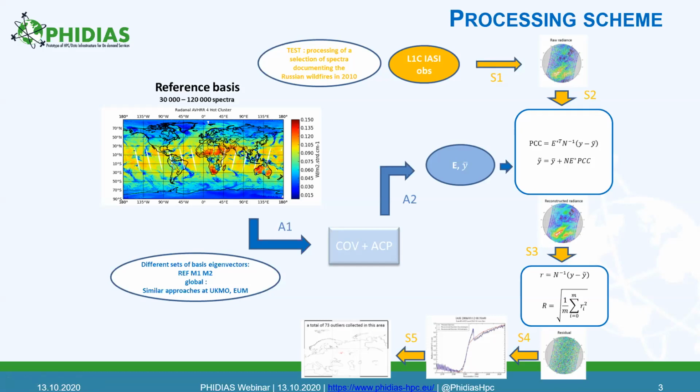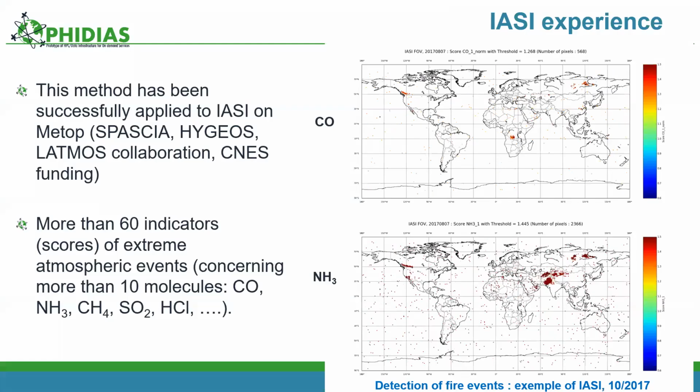It's not the scope of this talk. So what I said also before is that this method has been successfully applied to IASI and METOP. For IASI, we got more than 60 indicators or scores of extreme atmospheric events. It concerned more than 10 gases or molecules, like carbon monoxide, ammonia, methane, sulfur dioxide. On the right, you can see an application.